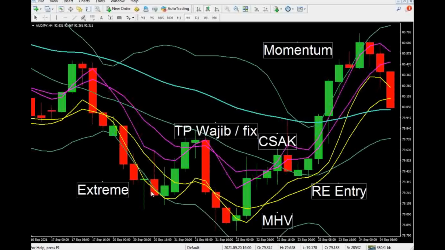Okay, this candle is the retest. Why is this called the retest candle? Because after the rejection candle in here, people will mark this position like this, because the next candle probably is the retest candle.